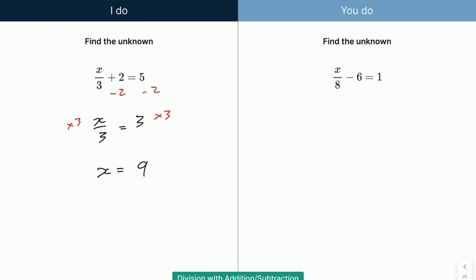So again, hopefully you've pressed pause and had a go at the example on the right. Get rid of the 6 first, and that becomes x over 8 is equal to 7. And then get rid of the 8 to get the x on its own. And then that just becomes 8 times 7, which is 56.